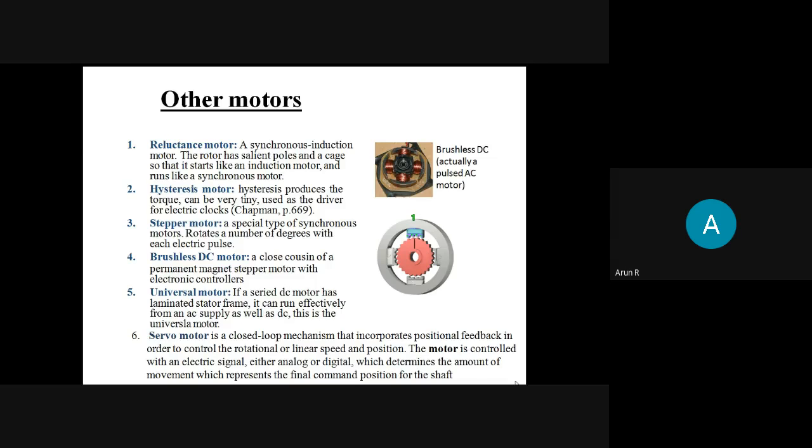Servo motor is a closed loop mechanism that incorporates positional feedback in order to control the rotational or linear speed and position. The motor is controlled with an electric signal, either analog or digital, which determines the amount of movement, which represents the final command position of the shaft. So that's all about the electric motors or electrical actuators.